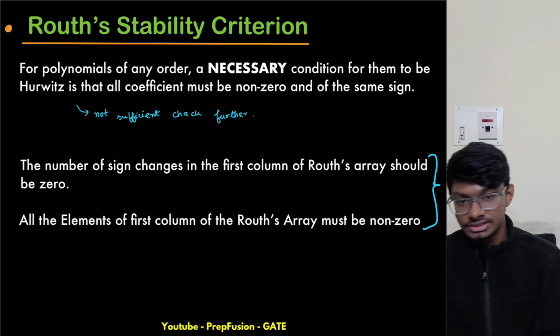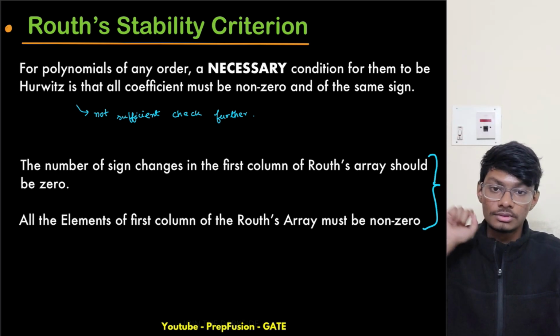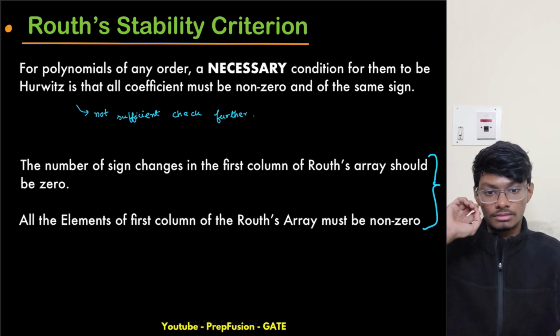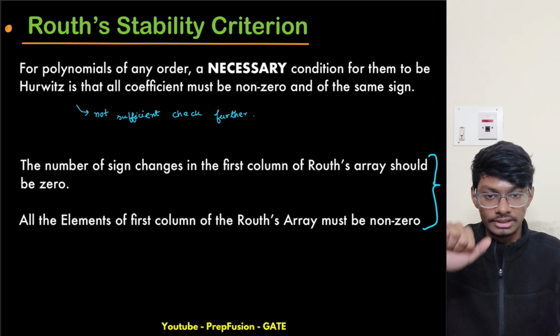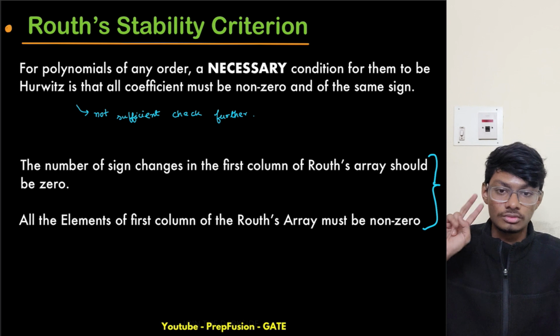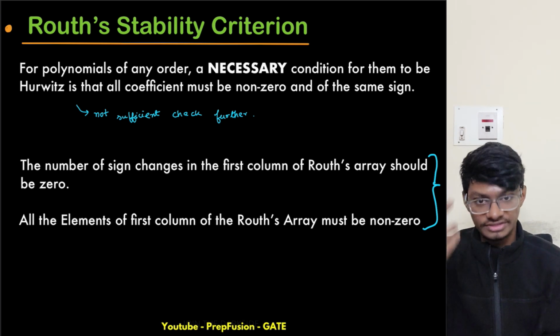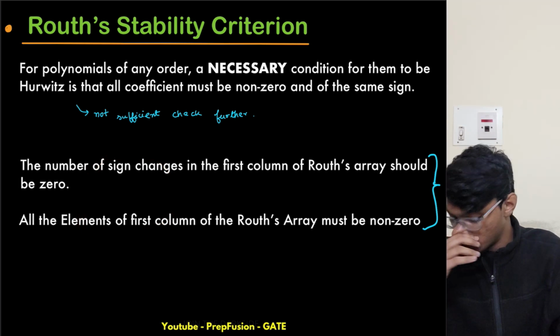And what is the other condition? That the elements of the first column should not be equal to 0. They should all be non-zero, and the number of sign changes should be equal to 0. Okay, so these two are my sufficient conditions. Basically if I check these two conditions, then I will be completely sure. I don't have to check this one.